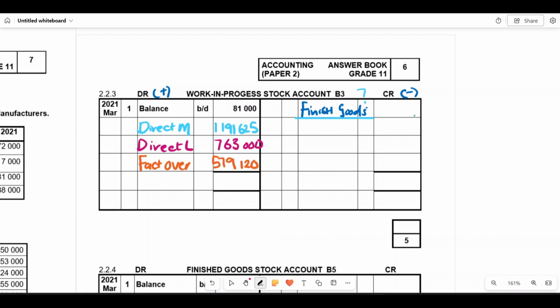So it's balance brought down for next year at the beginning of the year. And I said this balance brought down for next year is 62,000. And remember, before it was brought down, it had to be carried down on the credit side, right? So balance carried down, which is 62,000.